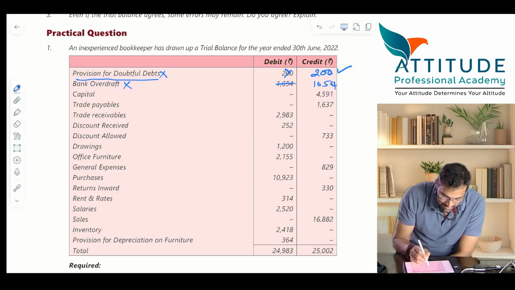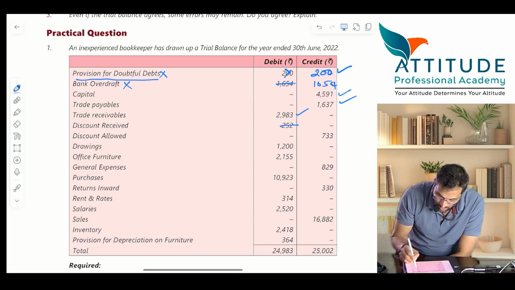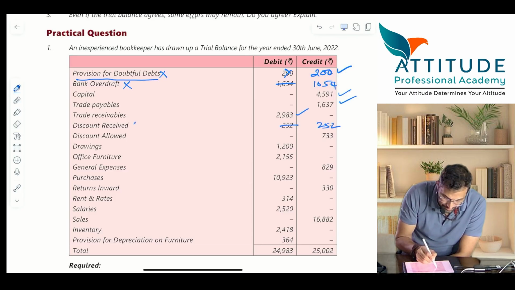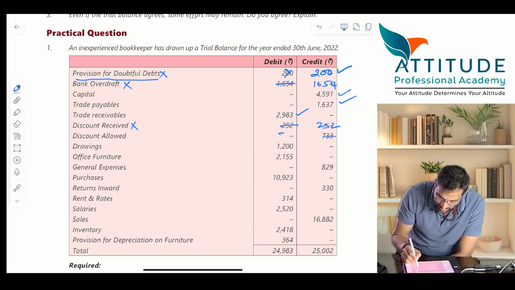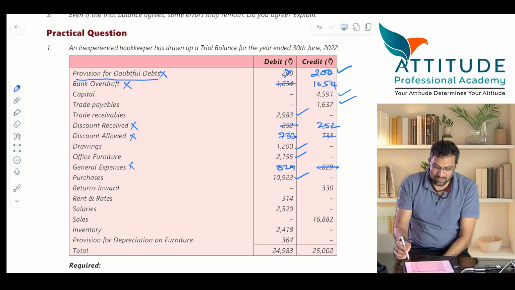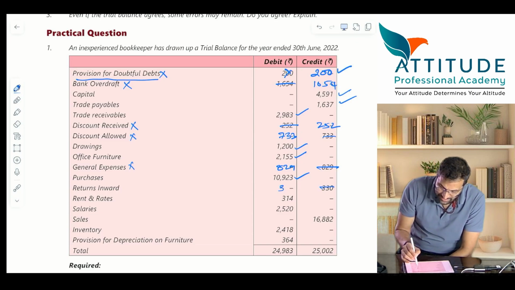1654. Next, capital: correct. Trade payables: correct. Trade receivable: correct. Discount received: wrong, 252, income. Discount allowed: wrong, 733. Drawings: correct. Office furniture: correct. General expenses: wrong, 829. Purchases: correct. Return inward means sales return. Sales return will show a debit balance. Sales will show a credit balance.